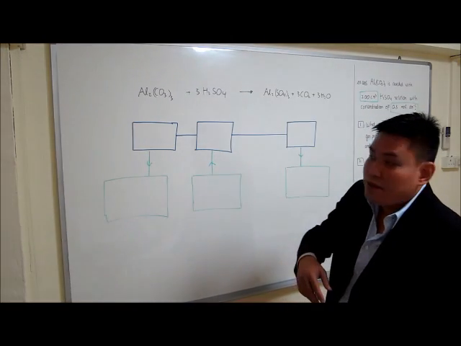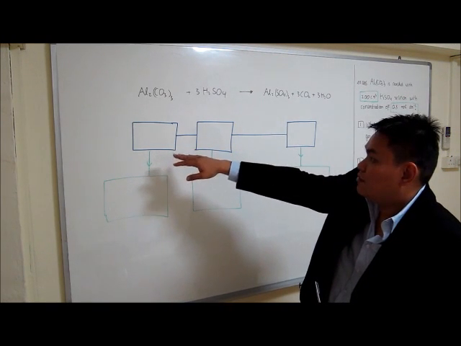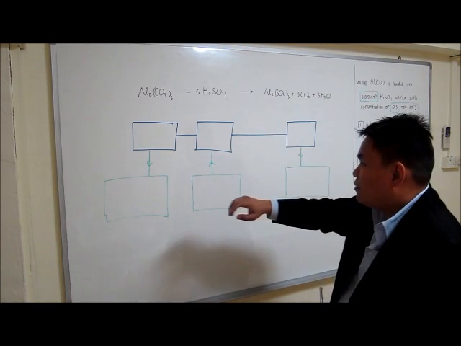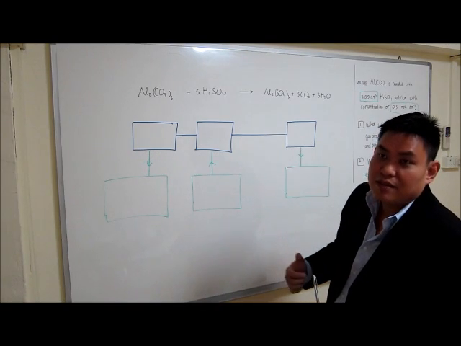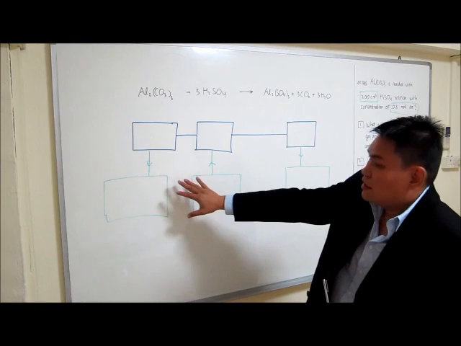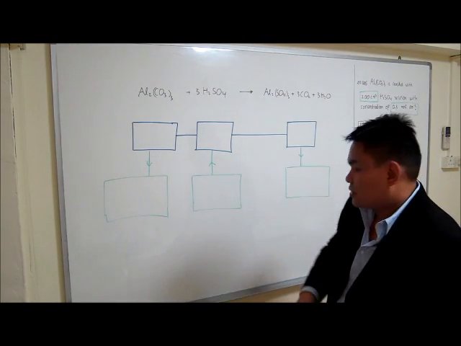So usually when I explain, I standardize the mole of substances. I draw boxes in blue color, and for other units like the volume of gas or concentration of solution or volume of solution or the mass, usually I use these green boxes.